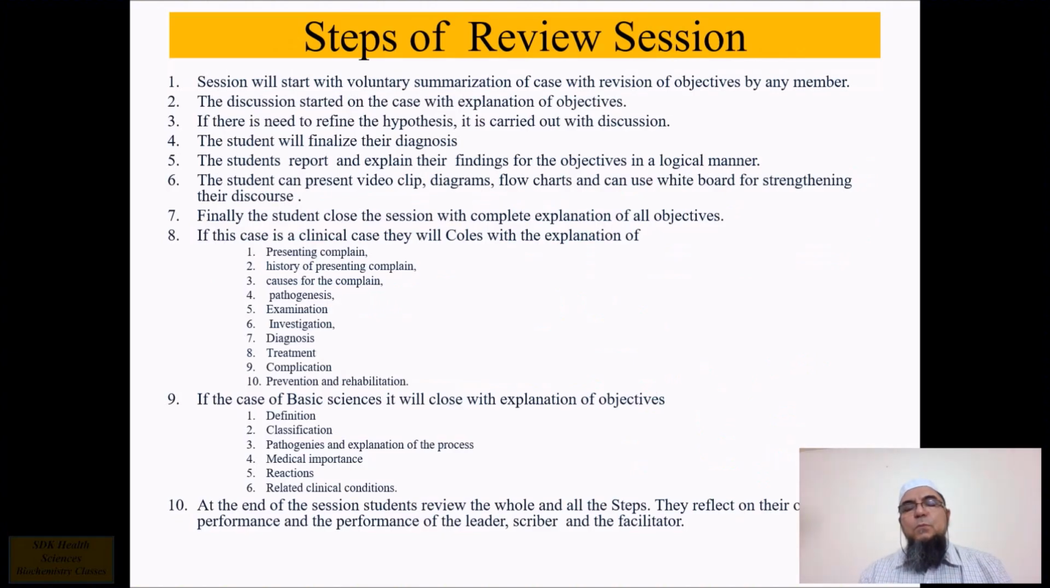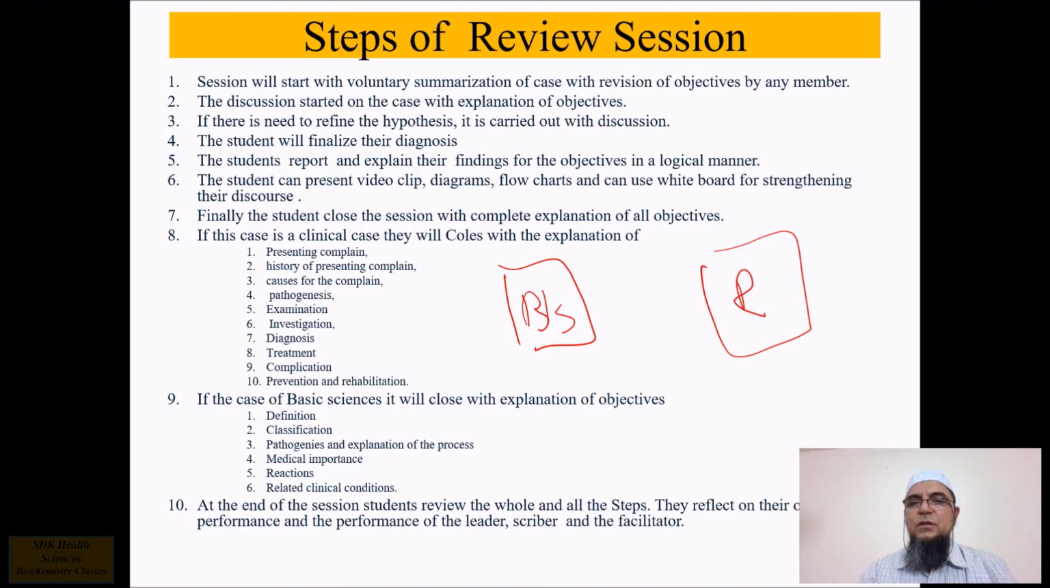Now after 1 day or 2 days, there will be a review session. The third step is the review session. So basically we have two sessions. One is the brainstorming session, and another is the review session. Self-study is individual. So in stage 1 we did the brainstorming session, then in stage 2 we will come to the class again with the facilitator, and this is the review session.